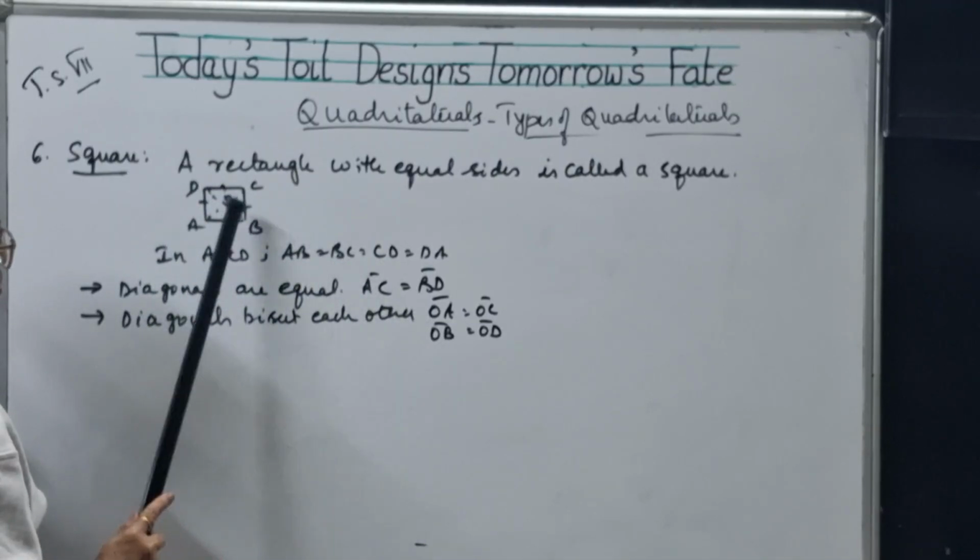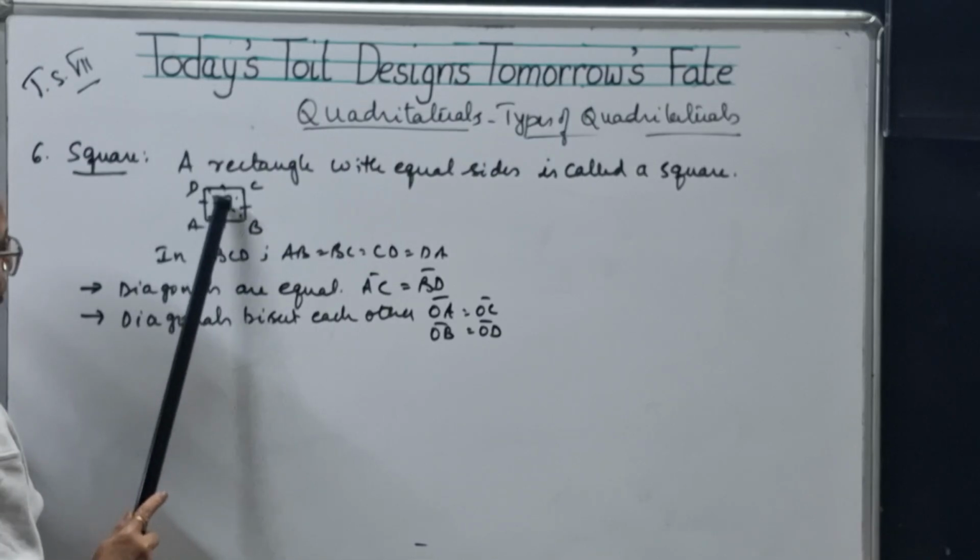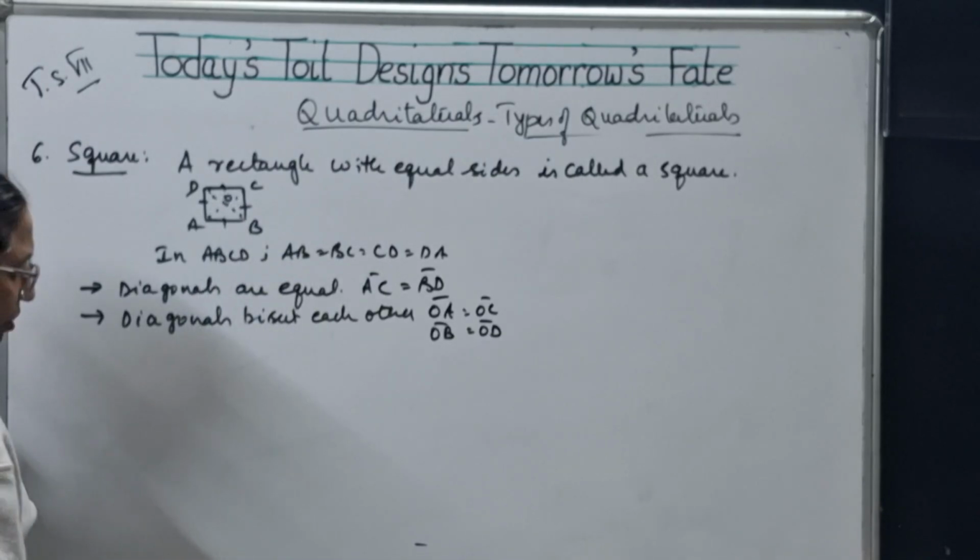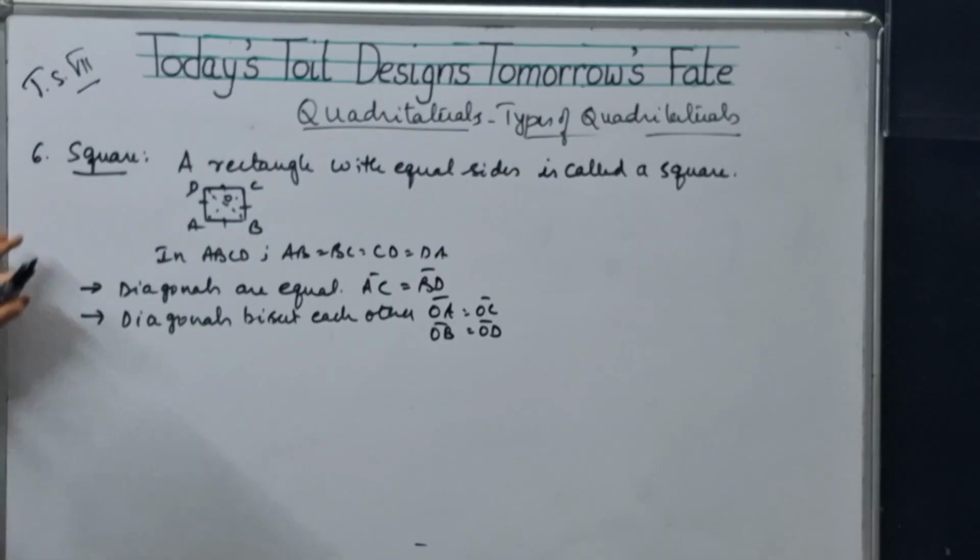Diagonals bisect each other, which means OA is equal to OC and OB is equal to OD. This is the property of a square. So this many types of quadrilaterals are there for you, children. Please note it down.